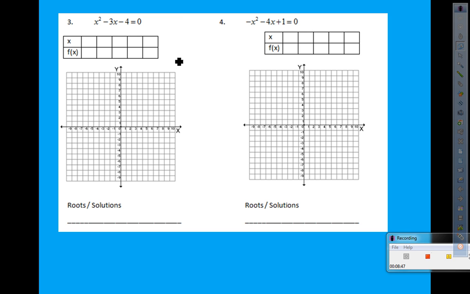Once again, in this case, my A value is 1. My B value is -3. When I do my opposite of B over 2A, here's what I got. The opposite of B is +3. 2 times 1 is 2. So I'm going to get 1.5.